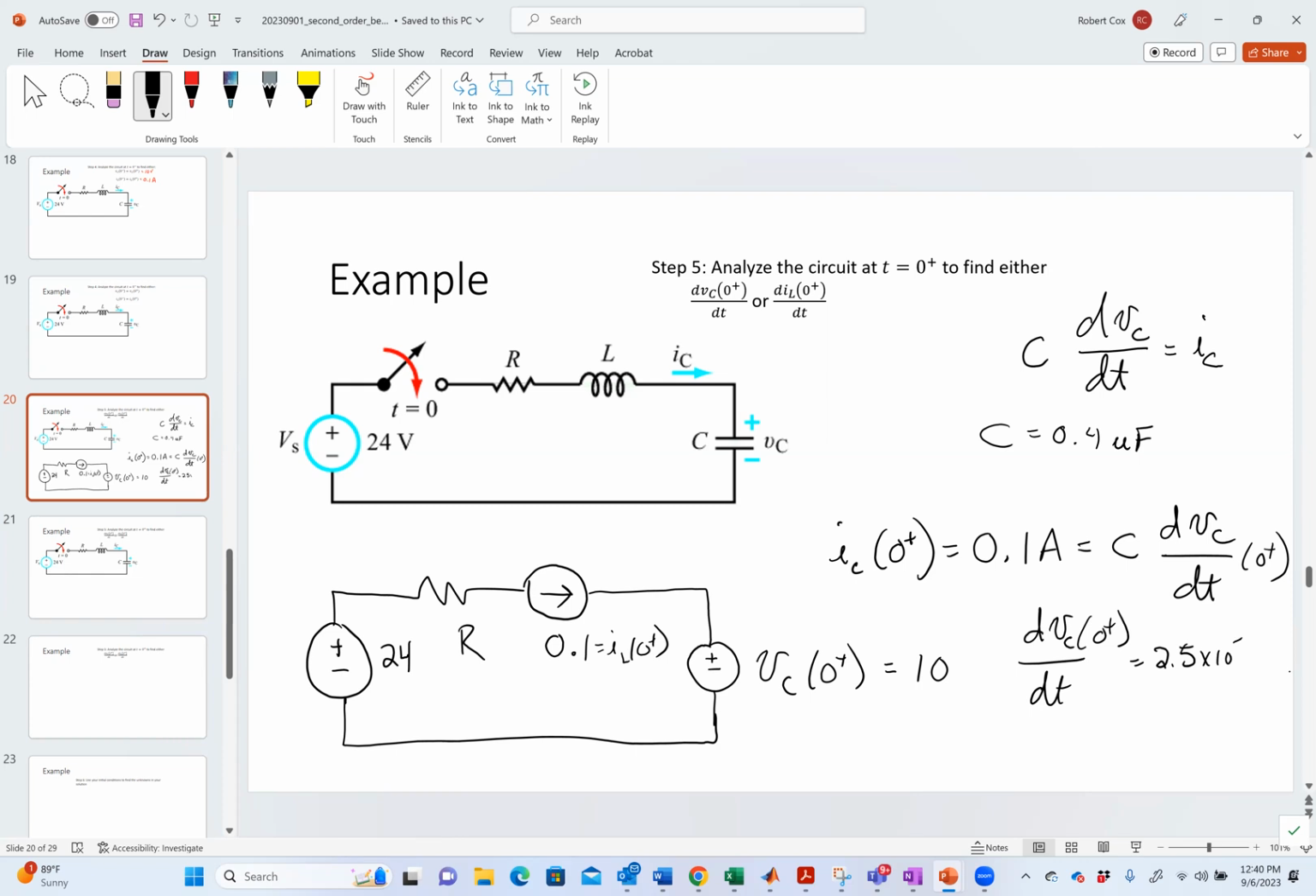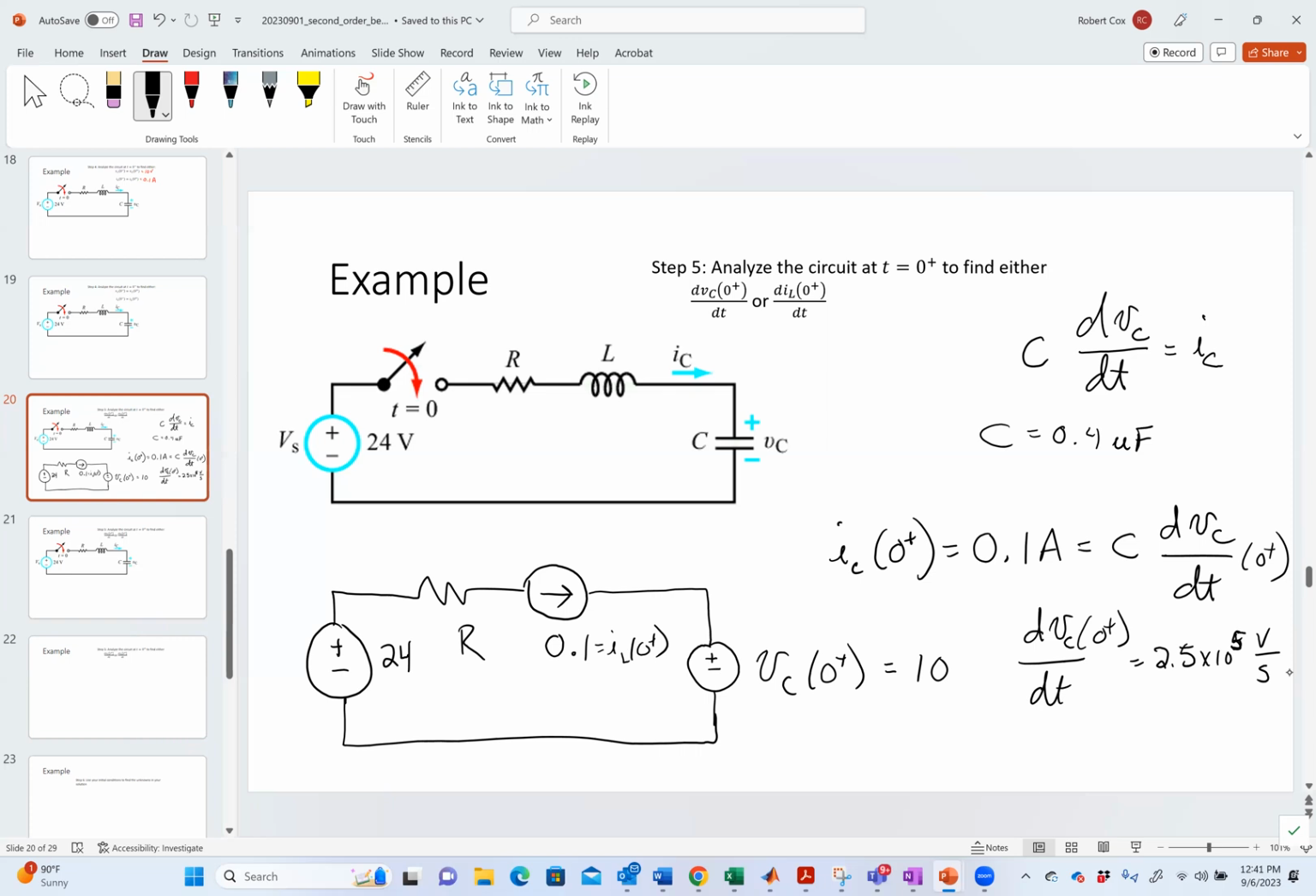It's a big number, and that has units of volts per second. It's telling me the rate of change of the voltage: 2.5 times 10 to the 5th volts per second. That tells me that the capacitor voltage is changing really fast initially. The capacitor voltage is continuous, but it's starting to change. That's basically what we're finding.